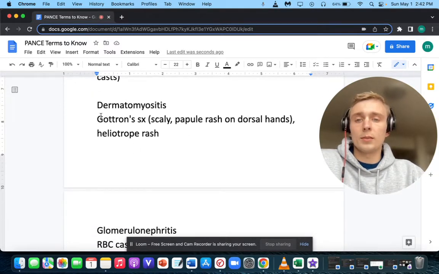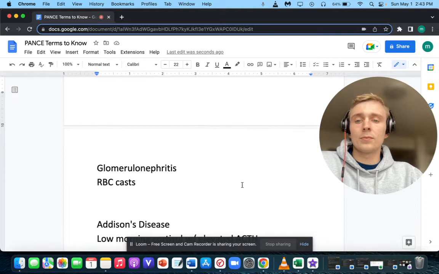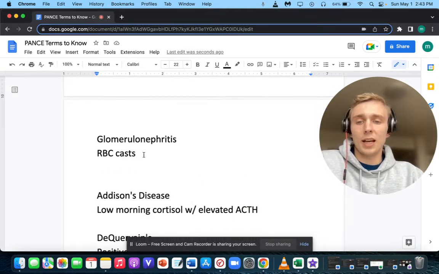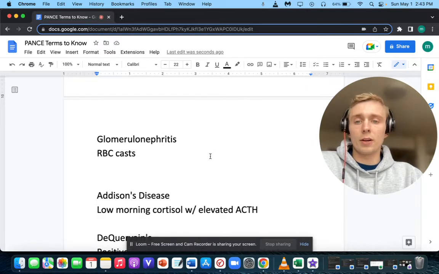How about Gottron's papules and a heliotrope rash? So Gottron's papules are scaly papular rash on the dorsum of the hands, and a heliotrope rash that makes you think of dermatomyositis. So dermatomyositis. How about red blood cell casts, RBC casts? That makes you think of glomerulonephritis.